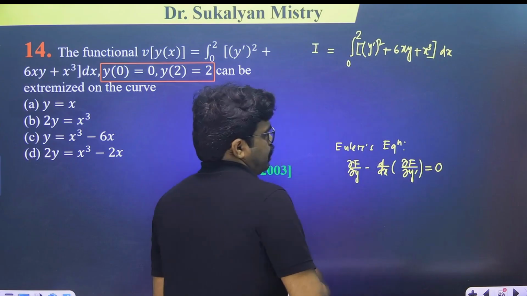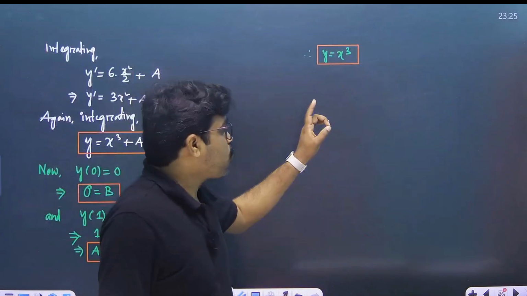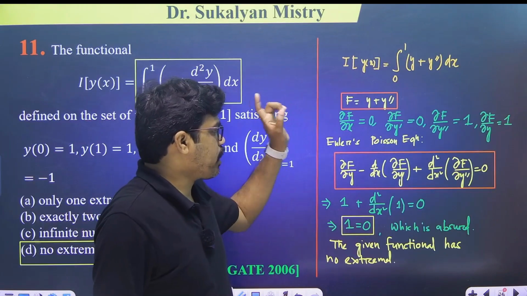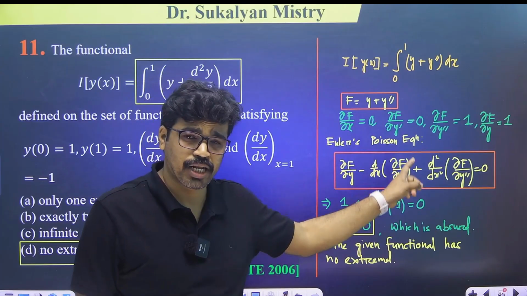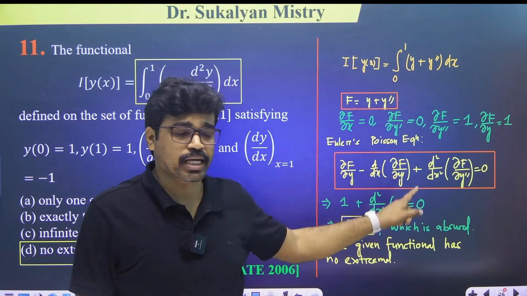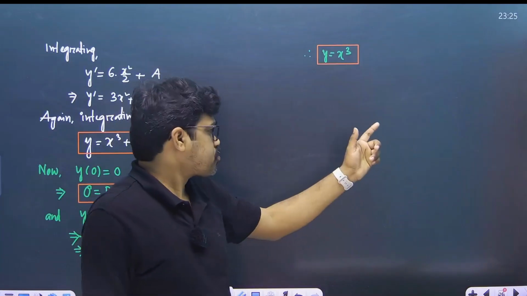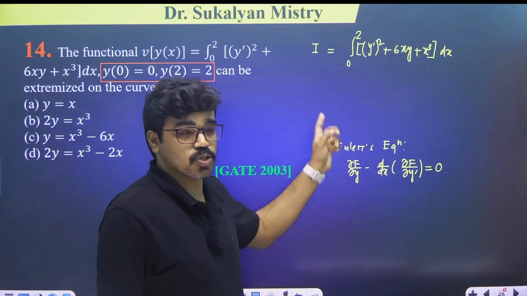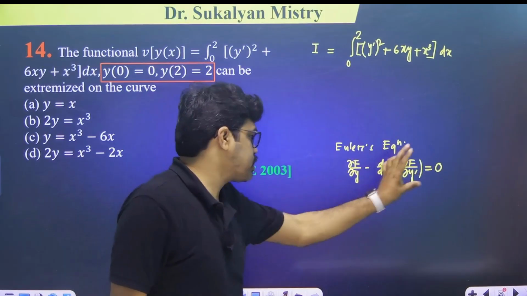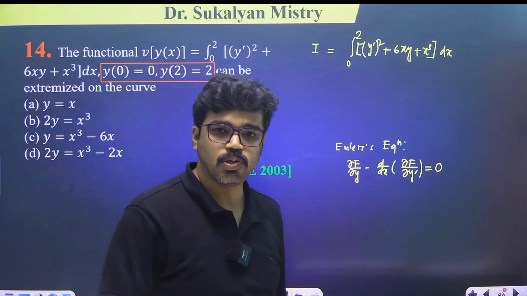So this is the Euler's equation. If f is a function of x, y, y dash, then ∂f/∂y minus d/dx of ∂f/∂y dash plus d²/dx² of ∂f/∂y double dash is equal to 0. If f is a function of x, y, y dash only, then Euler's equation is ∂f/∂y minus d/dx of ∂f/∂y dash is equal to 0.